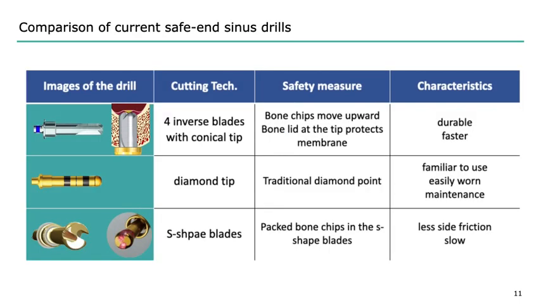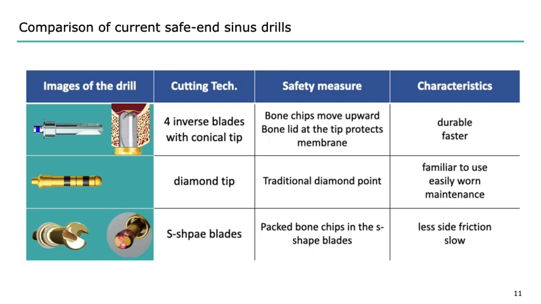Let me compare these three special drills available in the market. There must be more, but I want to talk about these three. I will not tell you which is better and which is not. Everybody would have his or her own preference. The first one has a 4 inverse blade with conical tip. Bone chips produced during osteotomy move up, and a bony lid produced at the top of the drill may help to reduce the risk of a perforation.